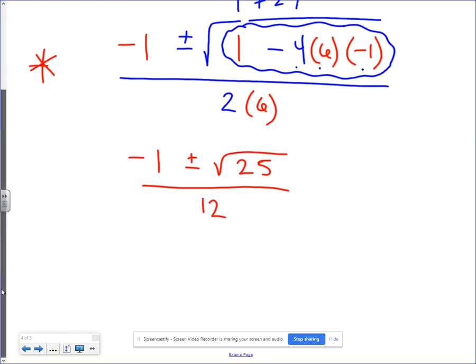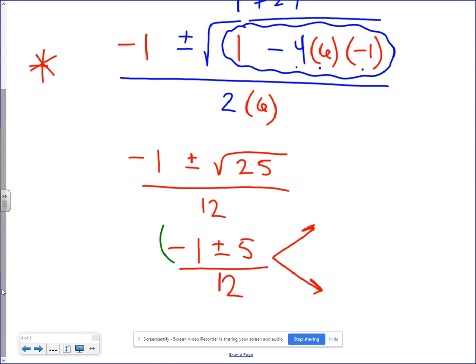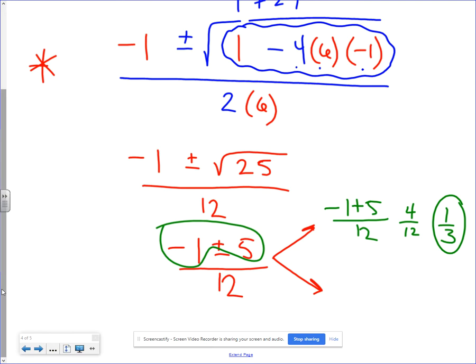So we can reduce this. So this will be -1 plus or minus 5 over 12. Now, if you think back to a lesson that we had a couple of days ago, when the square root is a perfect square and you got this plus and minus in between, you actually got to find the two roots. So what we're going to have to do is take the two halves. We're going to do -1 plus 5 over 12, which will give me 4 over 12, which is 1/3. So one of the roots is 1/3.